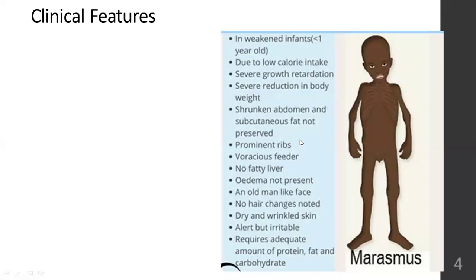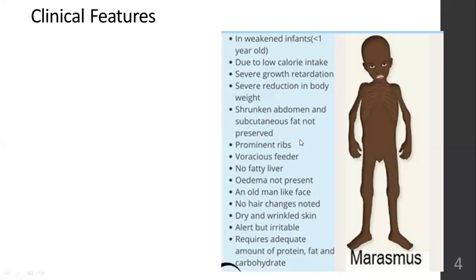And this happens due to low calorie intake, severe growth retardation. The child will not grow in height. Reduction in body weight because the child is losing the subcutaneous fat as well, visceral fat, muscle layers.